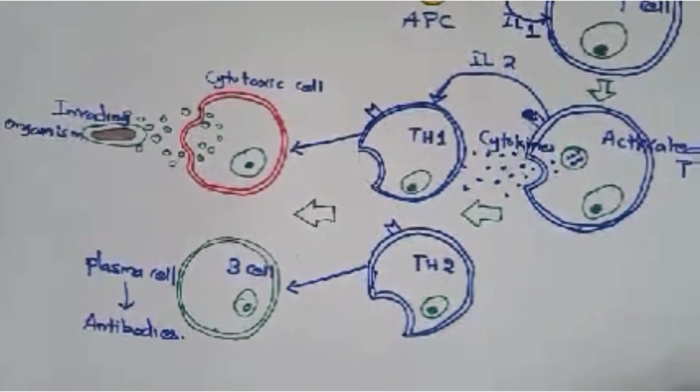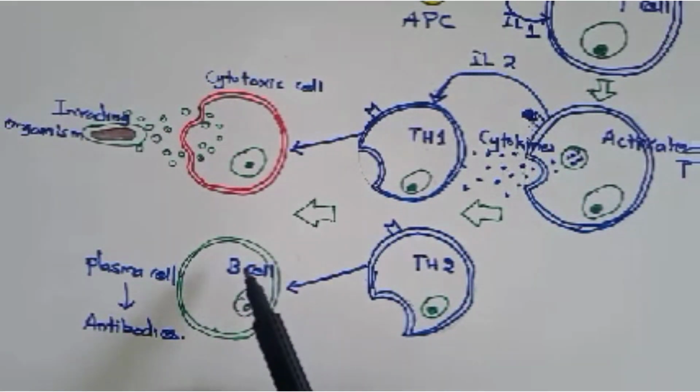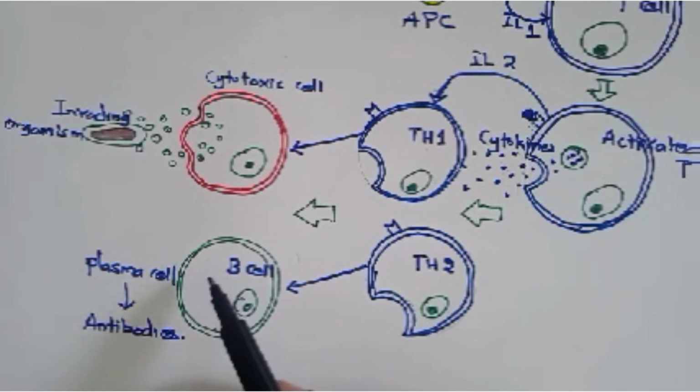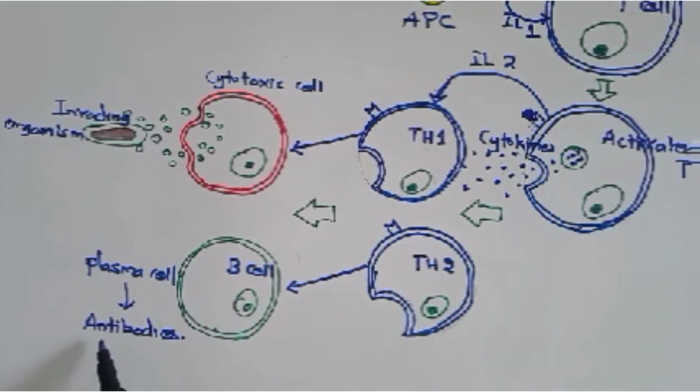On the other side, the T helper cell 2 releases substances and activates the B cell. This B cell leads to proliferation of the plasma cell. Then the plasma cells further form the production of antibodies. This is how cell mediated immunity is activated and proceeds.